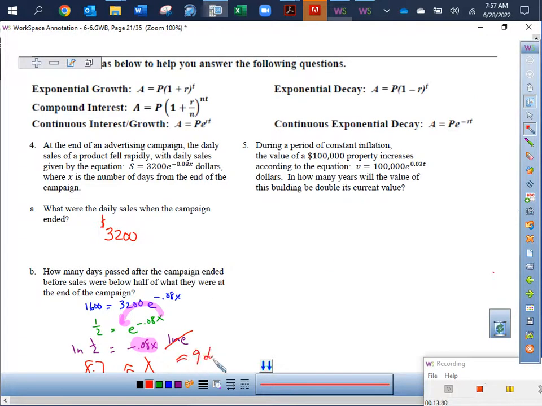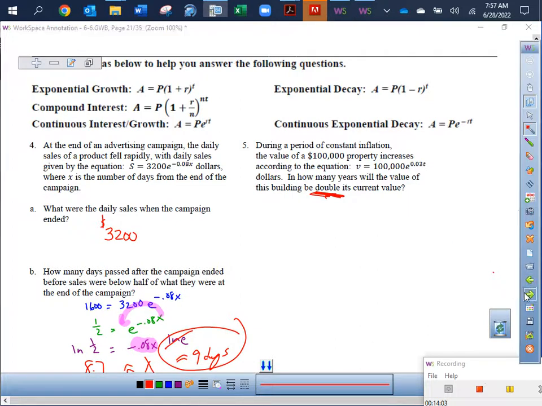About 9 days. Boom. During a period of constant inflation, the value of a $100,000 property is going to increase by this equation, by 3% is what that says right there. Started at $100,000 because that's the price of the property, going up by 3%. How many years will it take for the value of the building to double?